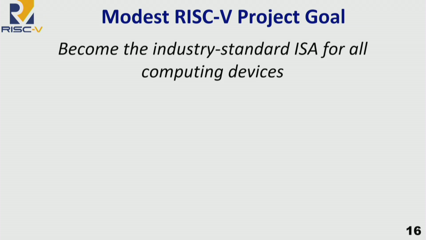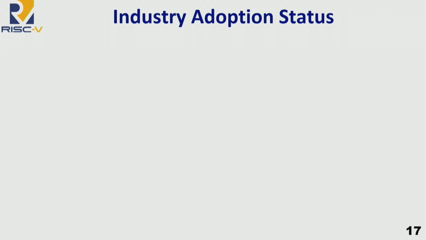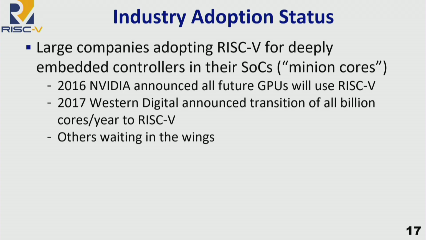OK, so at this point, our modest goal is just to become the industry standard ISA for everything, right? And we're sort of moving along that tangent. Just to give you some idea, I'll go through a few quick slides on where things are. In terms of industry adoption, big companies have already adopted RISC-V for deeply embedded, what we call minion cores, on the SoC. Some examples: Nvidia announced all the future GPUs are going to use RISC-V microcontrollers. In 2017, Western Digital announced all their products are going to move to RISC-V-based SoCs. There are many other big companies waiting in the wings, just getting their ducks in a row, before they also announce a similar kind of transition.